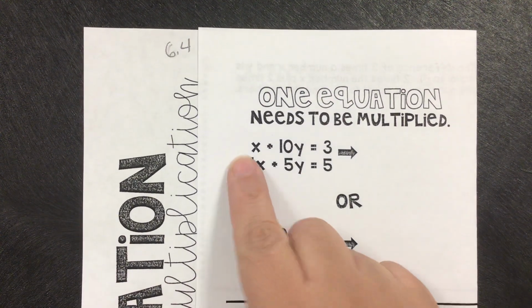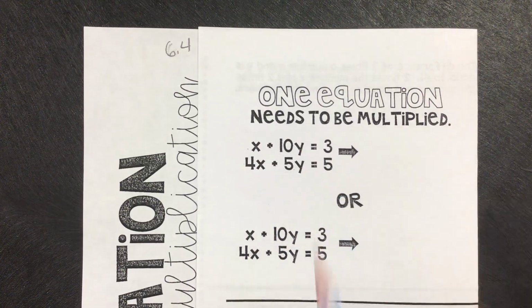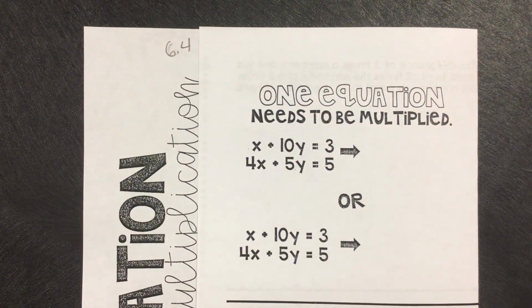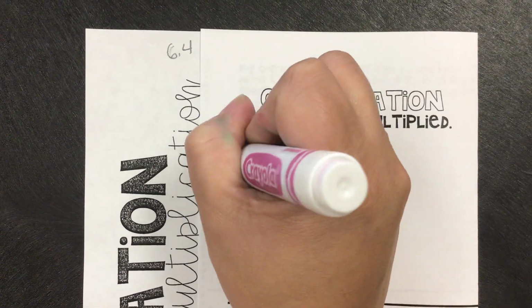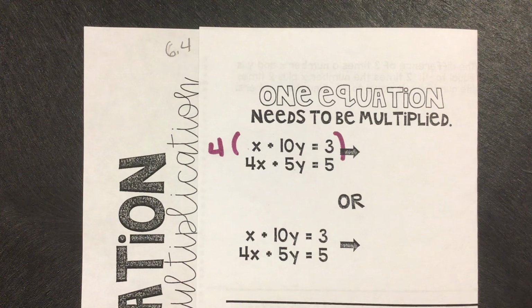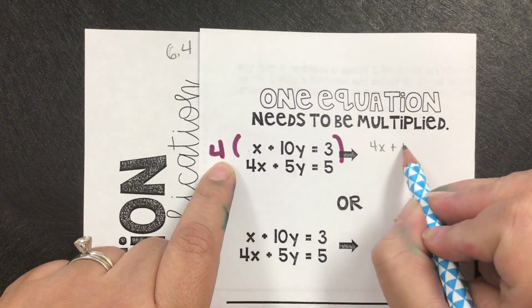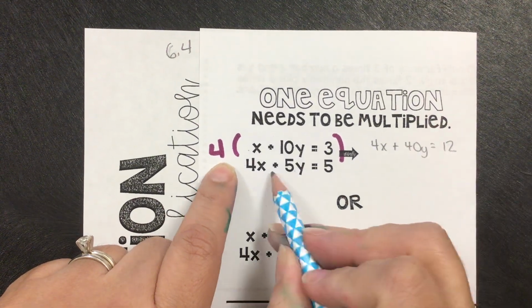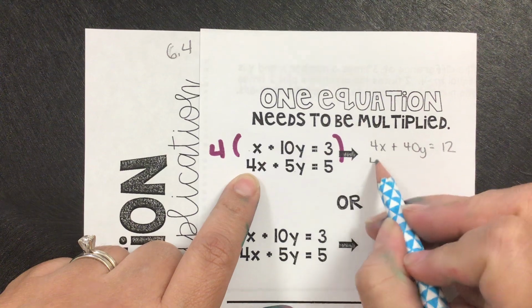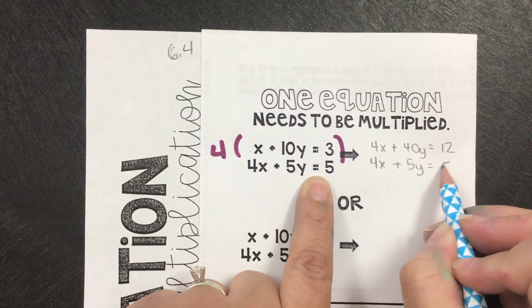How do we know? If we don't have the same coefficient in front of the letters, that's how we know we need to multiply. So I'm going to give you two scenarios. I'm going to multiply the first equation by a 4. So that would give me 4x plus 40y is equal to 12. And then the other equation we're just going to rewrite. 4x plus 5y is equal to 5.